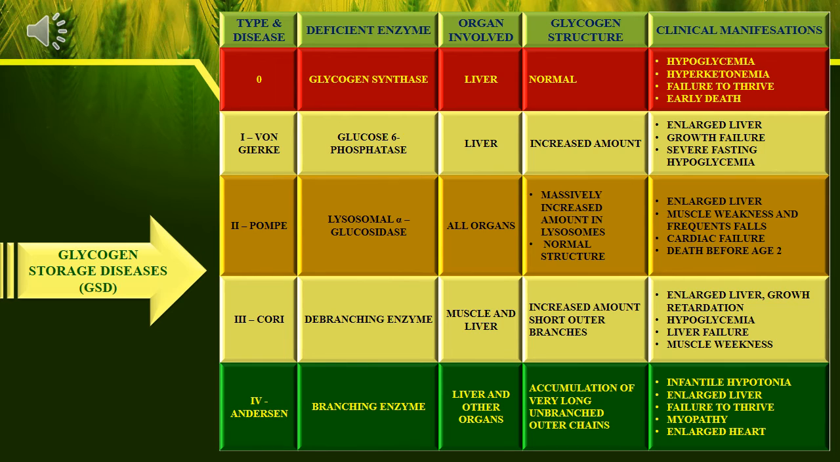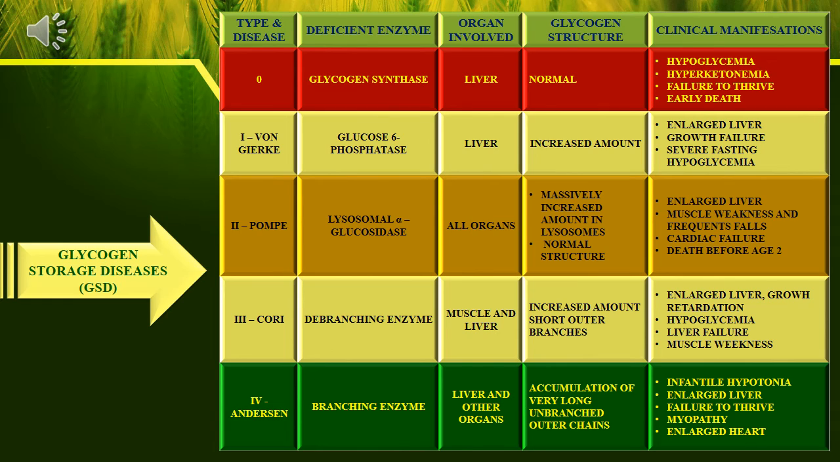Then type 1 is von Gierke disease. It is called von Gierke disease due to glucose 6-phosphatase deficiency. It also occurs in the liver. Then an increased amount of glycogen structure occurs. Clinical manifestations are enlarged liver, growth failure, and severe fasting hypoglycemia.